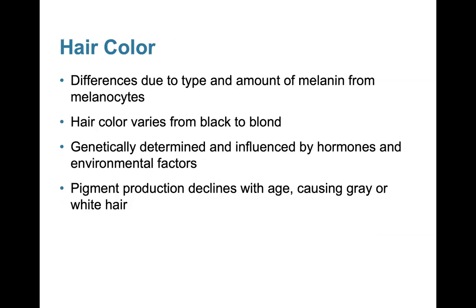Now the hair color: these differences are due to the type and the amount of melanin from the melanocytes. Hair color will vary from black to blonde, and it's genetically determined and influenced by hormones and environmental factors. The pigment production will decline with age, causing gray or white hair.